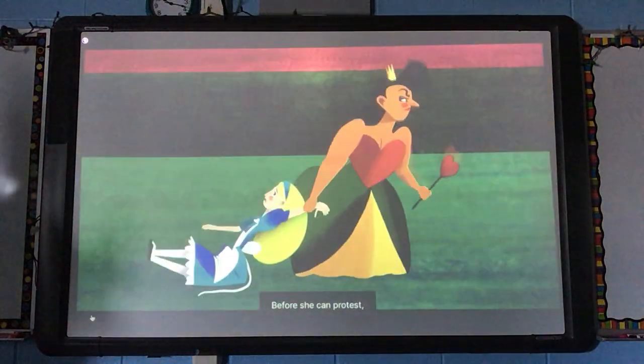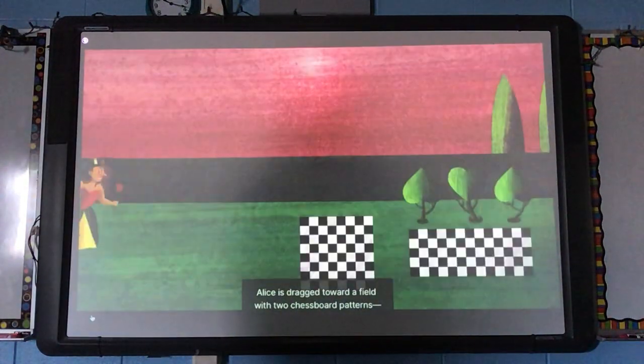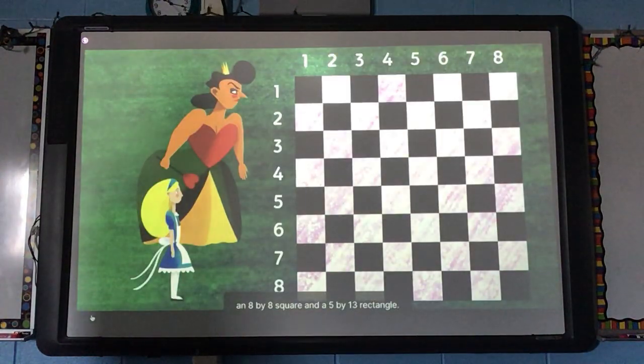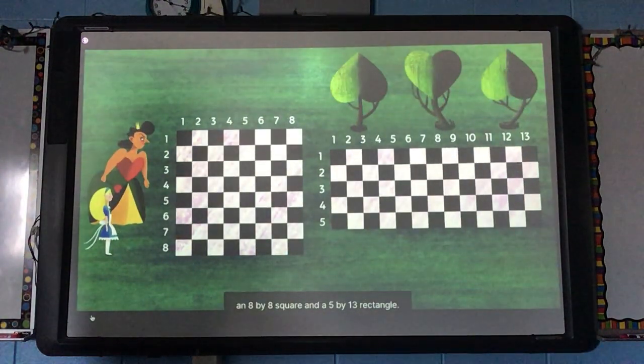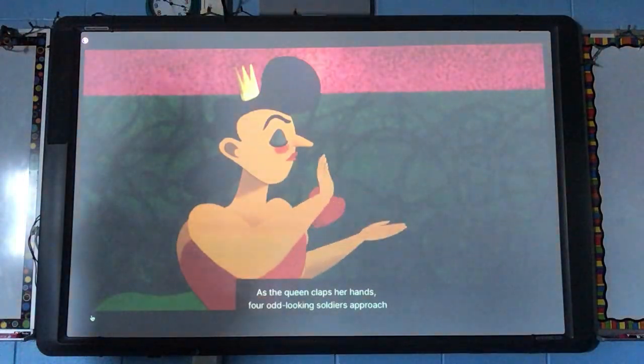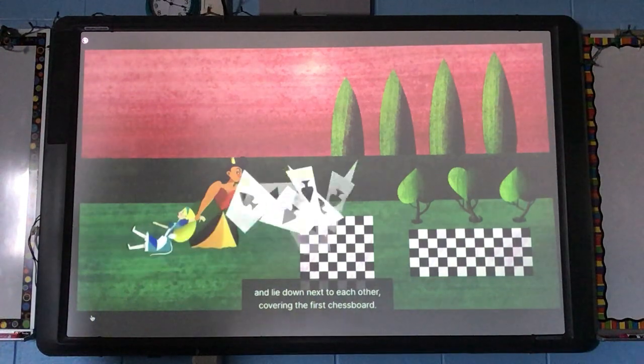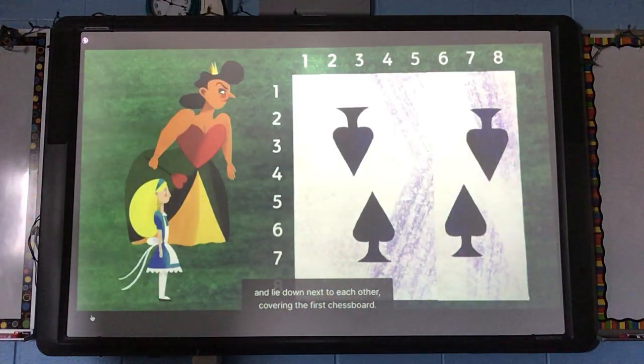Before she can protest, Alice is dragged toward a field with 2 chessboard patterns, an 8x8 square and a 5x13 rectangle. As the queen claps her hands, 4 odd-looking soldiers approach and lie down next to each other, covering the first chessboard.